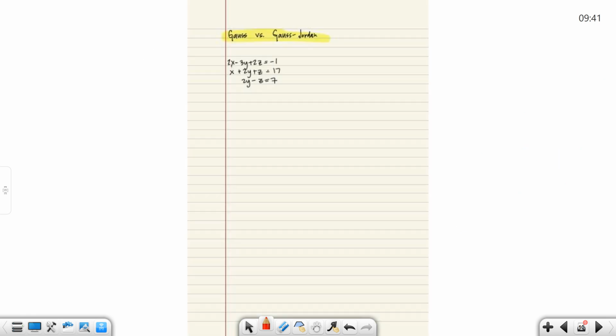All right, so on this one, I ask you Gauss versus Gauss-Jordan. It should be in your sheet. Let me get your packet and see.